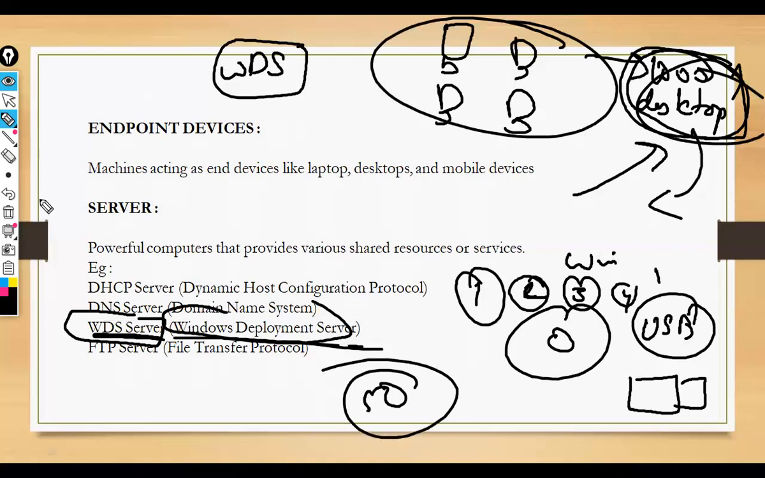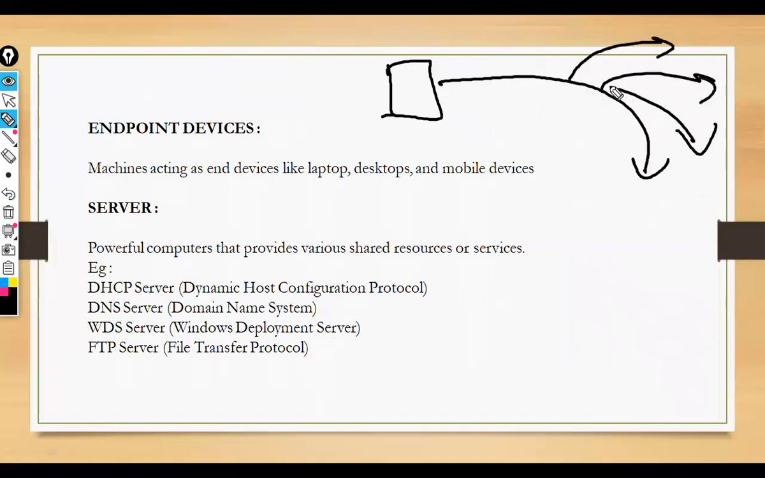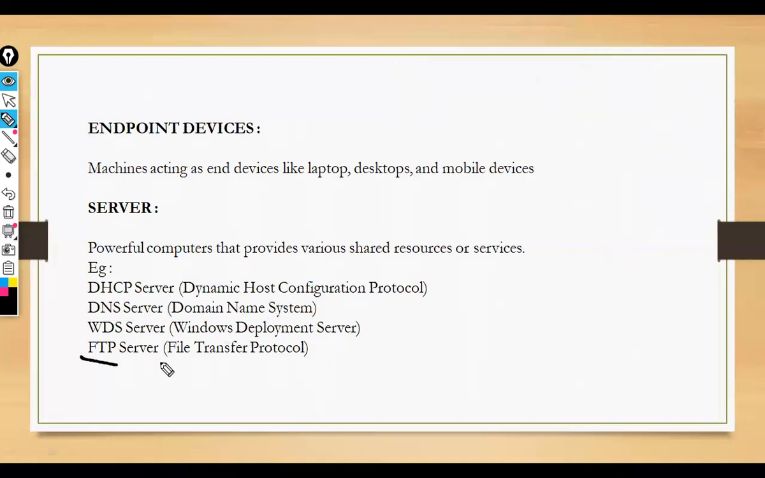So this WDS server, if it is installed and configured, will automatically deploy the operating system to all the machines. You don't have to do anything. You just have to connect these machines together. That's it. It will push the operating system to all these machines. So that is the Windows Deployment Server. Clear? Okay.